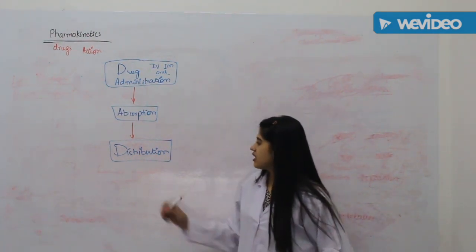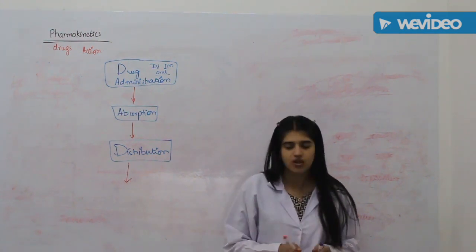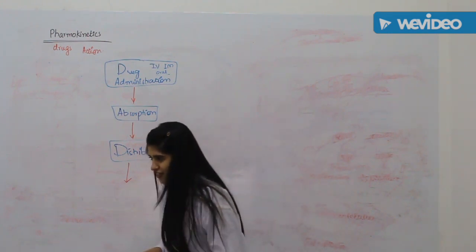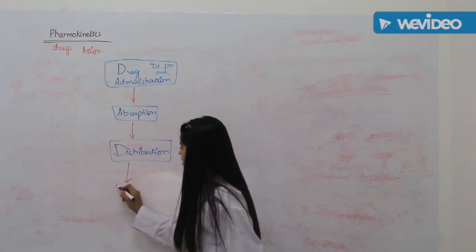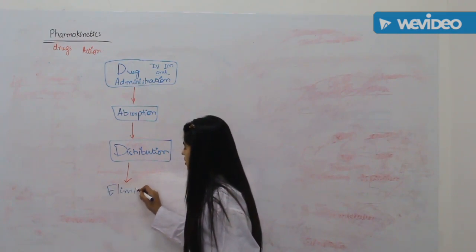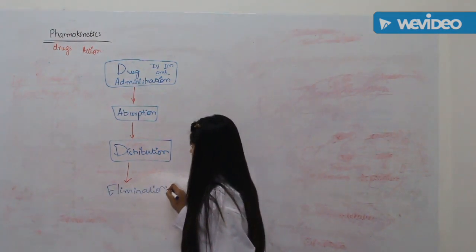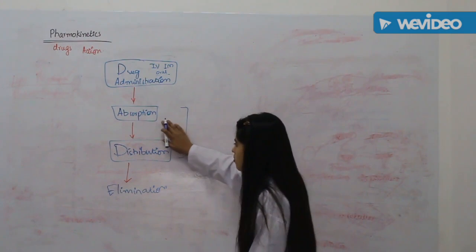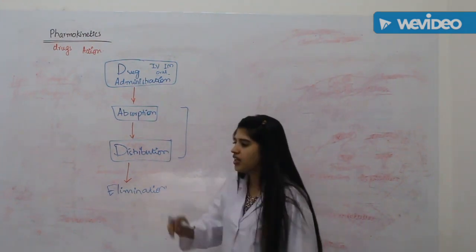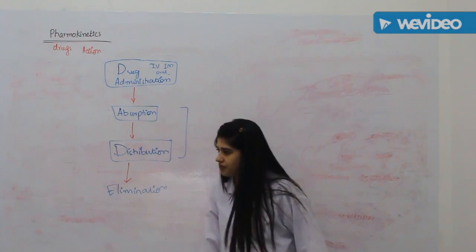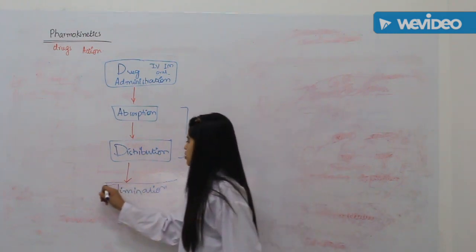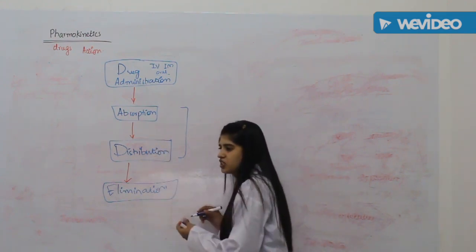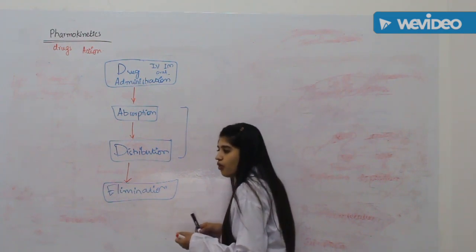After the distribution, there is the last thing which everyone knows and you must know if you don't. There is elimination. The drug has to be eliminated. It must not remain in our body forever. What about the drug's action? Like absorption, distribution: if it is distributed, then it is affected. So from absorption to distribution, and from distribution to elimination, there is the action, the work.